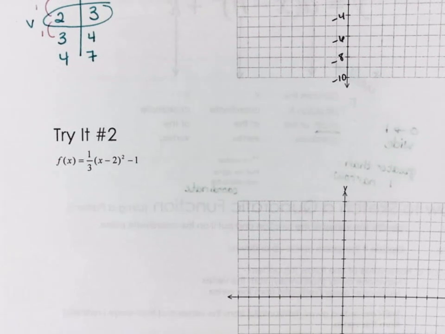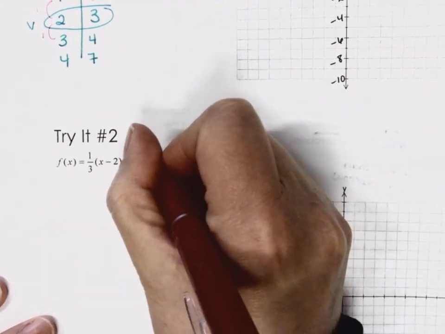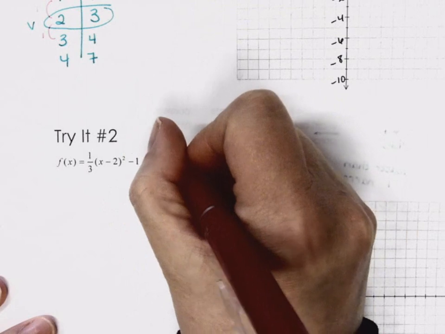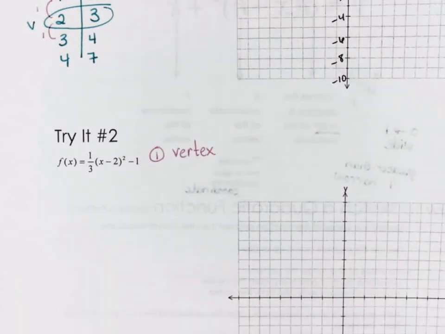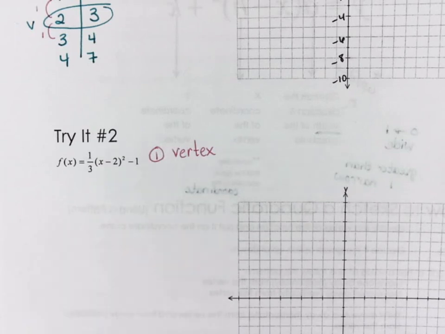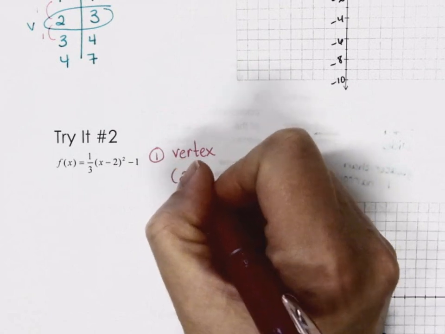What's step one? Step one is find your vertex. So you're in vertex form because from just looking at this equation, you can see the vertex, hence the name vertex form. So, where's my vertex? 2 and -1. Yep, positive 2, negative 1.